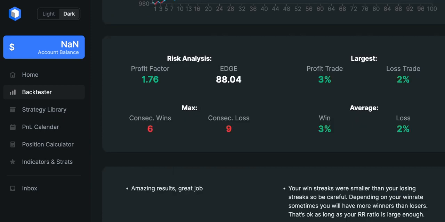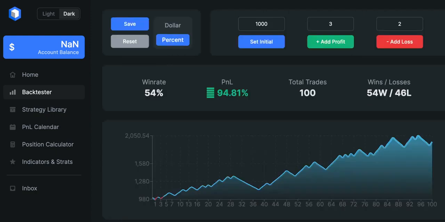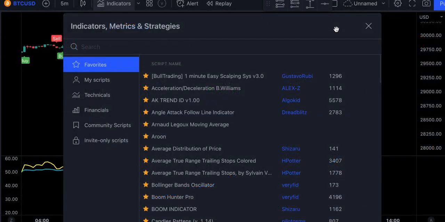The profit factor for this strategy is 1.76, and we had 6 consecutive wins against 9 consecutive losses. So in the second part of this video, I will try to improve the strategy and make the win rate a bit higher. Okay, now let's add another indicator to our chart that will change everything.